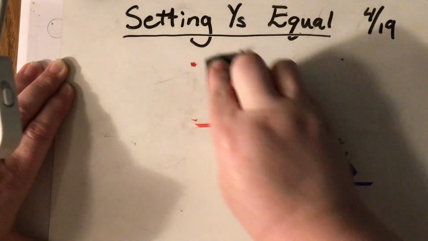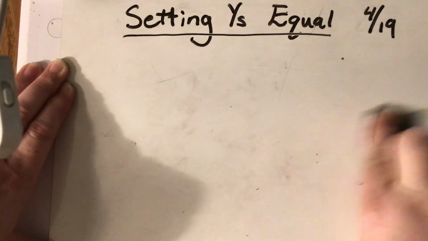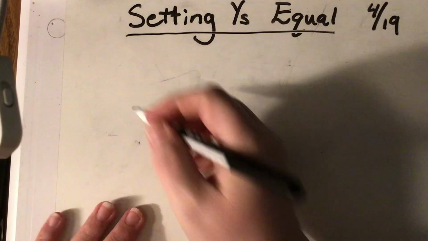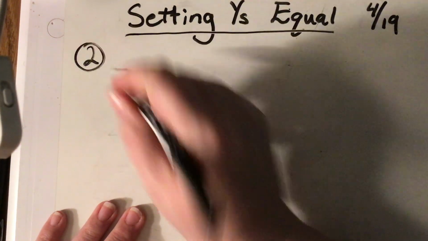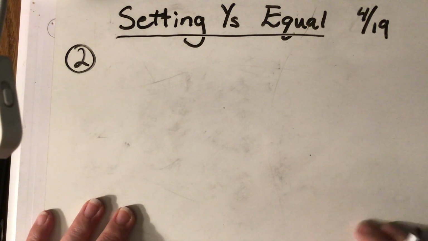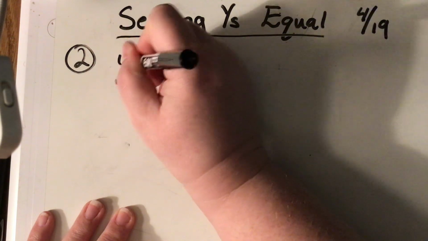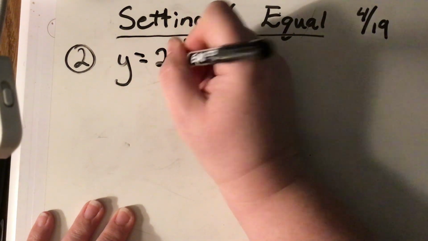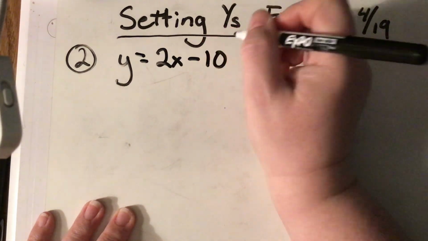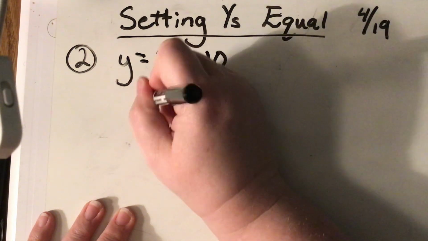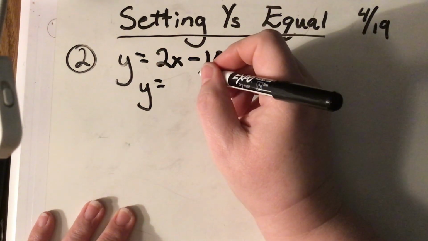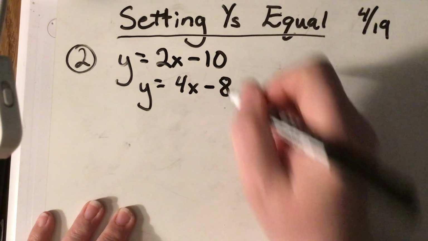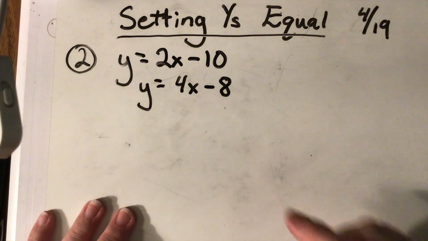It's a lot of steps, but once you get used to it, it's not too bad. All right, so number 2. Okay, we have y equals 2x minus 10 and y equals 4x minus 8. Okay, now same thing as last time.